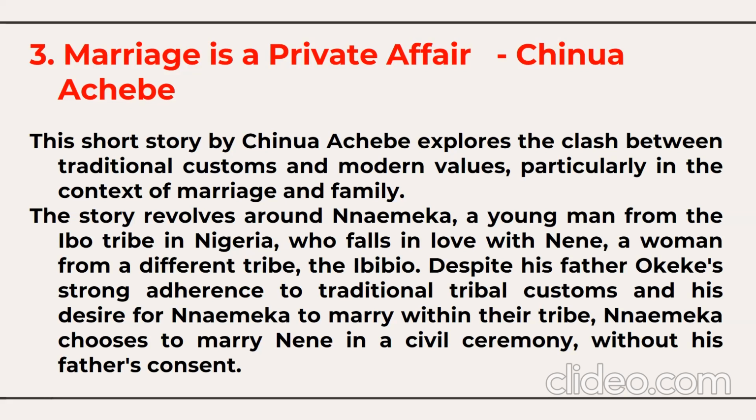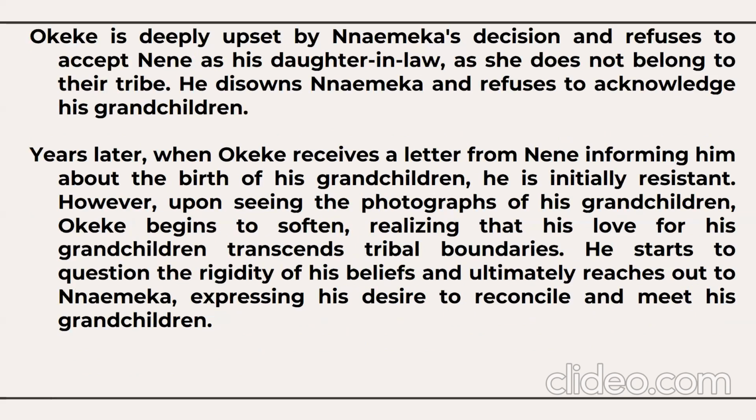Despite his father Okeke's strong adherence to traditional tribal customs and his desire for him to marry within the tribe, Nnamdi chooses to marry Nene in a civil ceremony without his father's consent. Okeke is deeply upset by Nnamdi's decision and refuses to accept Nene as his daughter-in-law as she does not belong to the tribe. He disowns Nnamdi and refuses to acknowledge his grandchildren also.